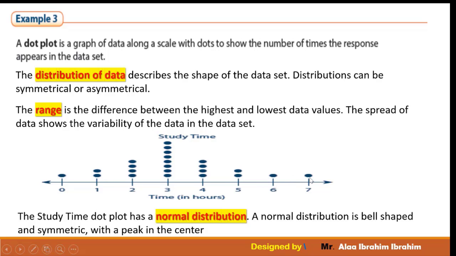Well, someone may tell me there is one more here. It's not important, but the sides look like each other, because it's symmetrical: the same here and the same here. So a normal distribution is bell-shaped and symmetric, remember, with a peak in the center, meaning the top. This is a peak, meaning your top here.